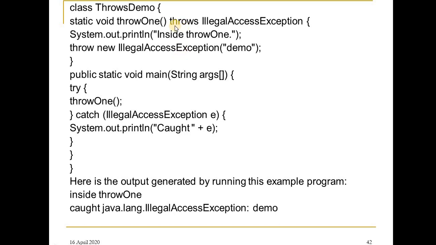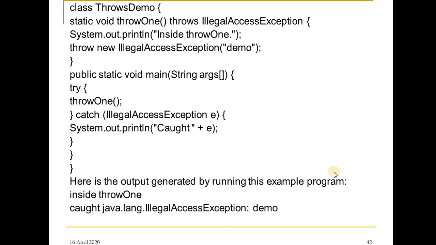Using this throws keyword, you are telling that the main method which called throw1 is the one supposed to handle the IllegalAccessException. So that was about this program.